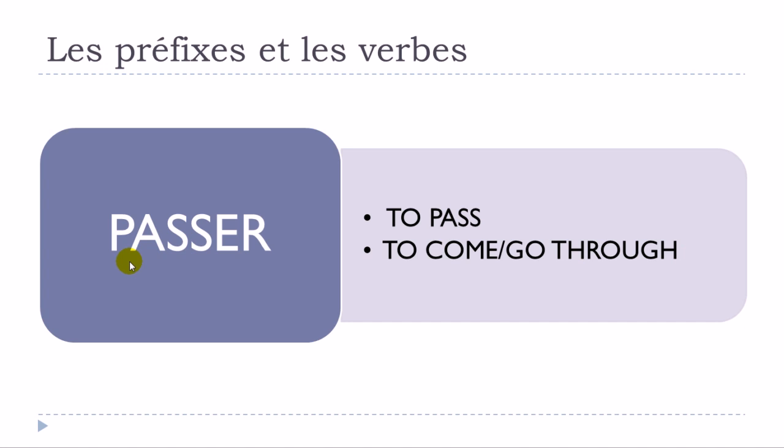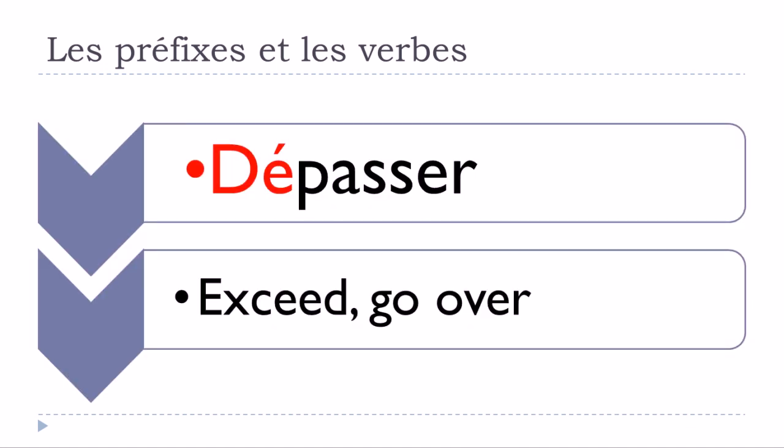Okay, so the idea is that we've got this verb passer, and then it will be possible to add some letters, that's what we call a prefix, in front of passer, and by adding these letters, we'll change the original meaning of the verb passer. Okay, so let's see how it goes.